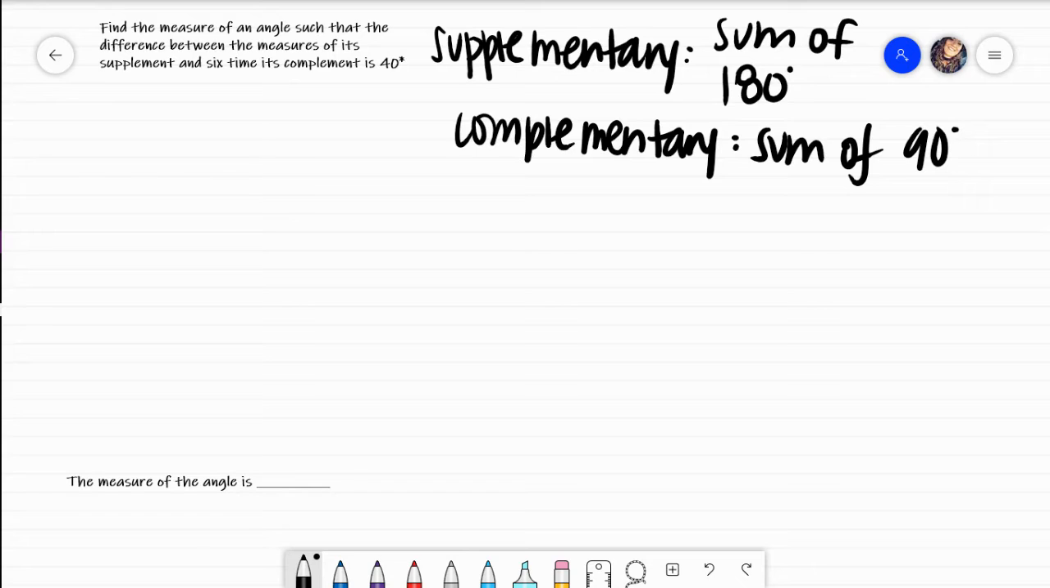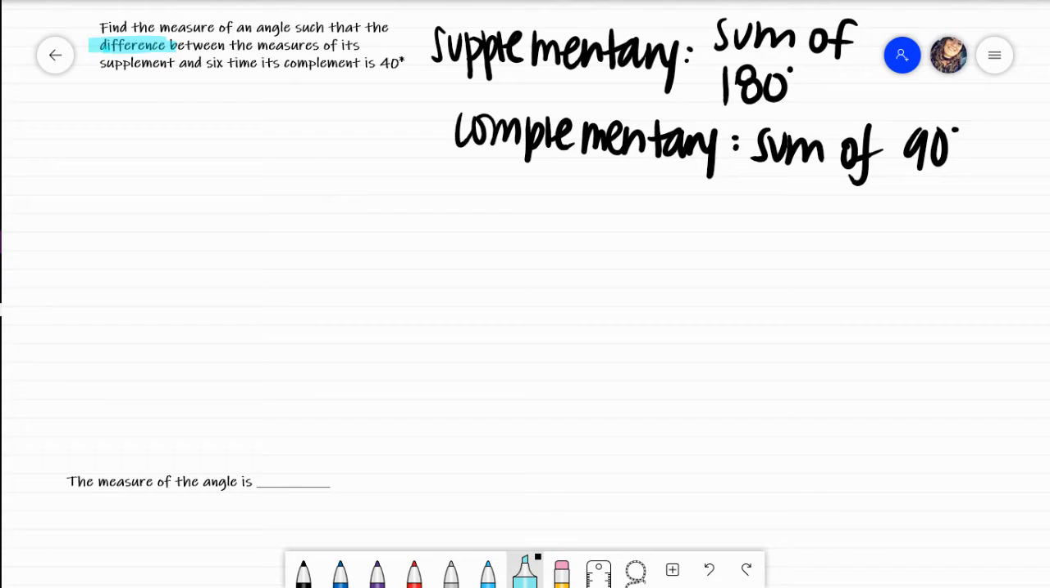So it tells me to find the measure of an angle such that the difference, okay, I'm going to stop there. The difference. Difference is going to imply subtraction, right? So I know that this problem is going to be a subtraction problem. It says between the two measures, right? And here are the two different measures that I'm taking the difference of.